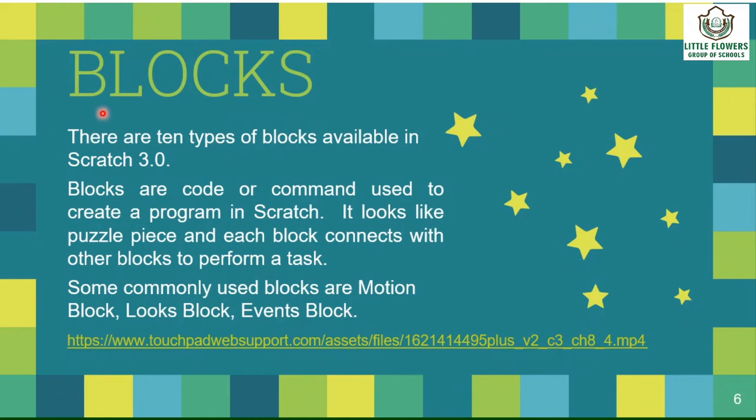Now let's learn blocks. There are 10 types of blocks available in Scratch 3.0. Blocks are coded commands used to create a program in Scratch, and they look like puzzle pieces, and each block connects with the other blocks to perform a task. If you want to create any animation, just connect every block to each other. Some commonly used blocks are the motion block, look block, and event block.